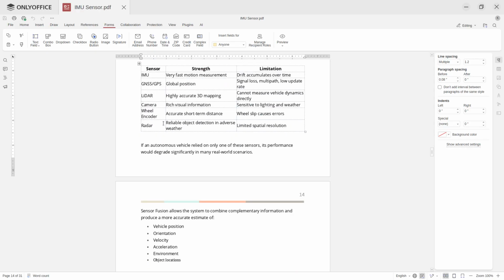So these are the things. If an autonomous vehicle relied on only one of these sensors, its performance would degrade significantly in many real-time scenarios. That's why when you see an autonomous vehicle, you see many sensors on top of it.